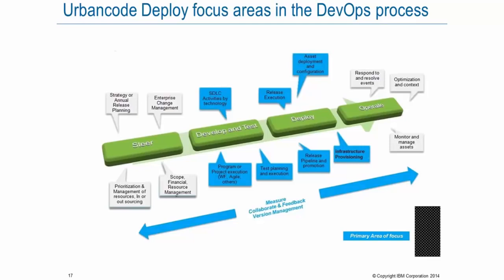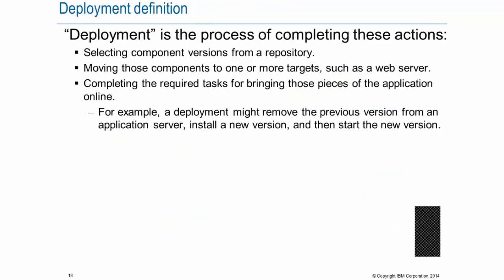So now let's start to get into some of the terminology at a high level. So what is a deployment? It's a process of completing some action by selecting a set of versions from a repository, copying those component versions over to one or more targets, such as, for example, a web server or a database server, and then completing the tasks that are required to actually deploy it, whether you're stopping the web server, copying the files to a particular web directory, say for Tomcat, for instance, and then restarting the web server, for example. So, next slide.